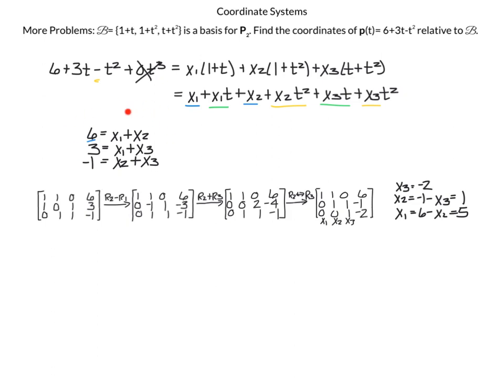So if you look at this, I have 3 equations and 3 unknowns. I know how to solve that. I can take my augmented matrix, so my 6, 3, negative 1 goes on the far right-hand side.